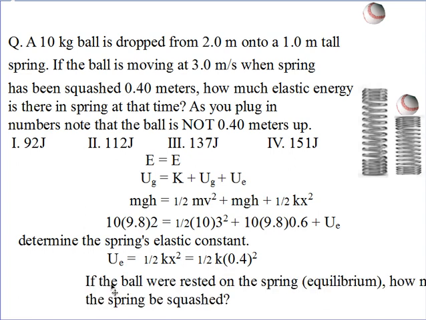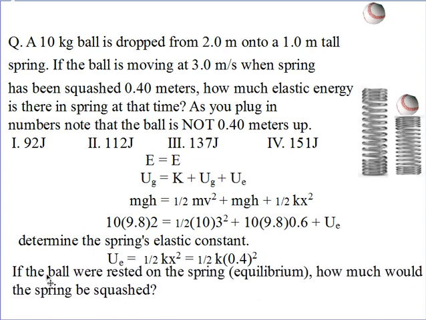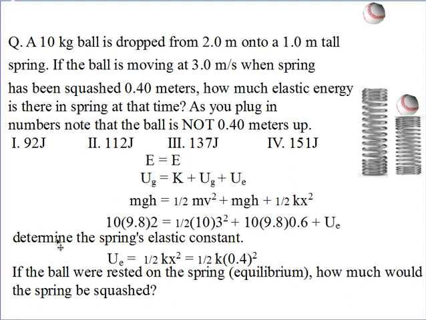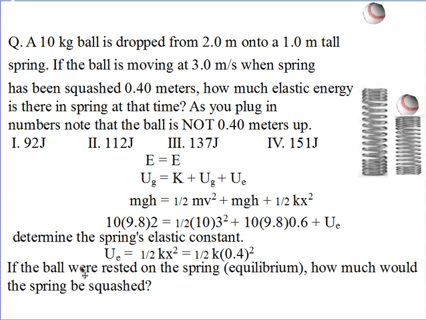And then finally, at least for this part, they ask if the ball were rested on the spring, how much would the spring be squished? And this, again, you've got an equilibrium. It's resting on the spring, not necessarily down by 0.4. That is, the ball is in equilibrium.